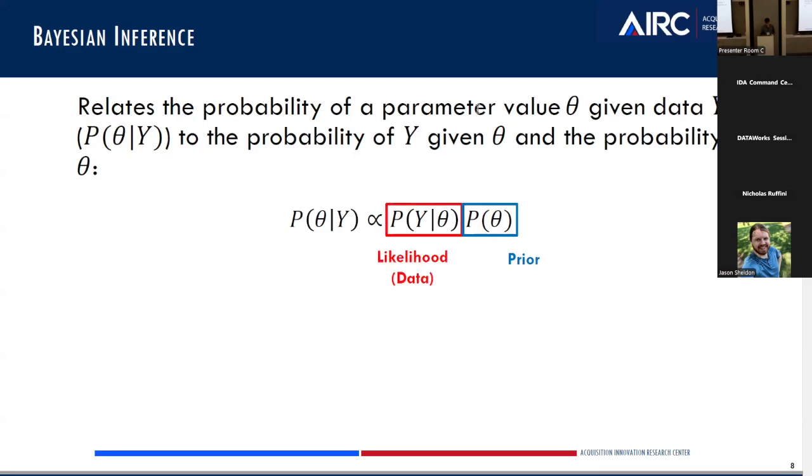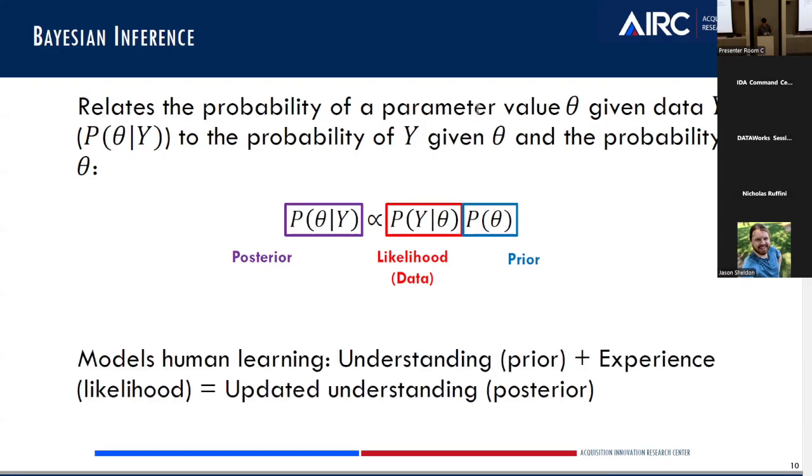Okay. And then we're going to build in the data through something called the likelihood. And this just reflects how likely we are to see the data based on a given value of the prior. And then what we get out of that, proportional to the product of those two, is the posterior, and this is our updated understanding of the parameters.